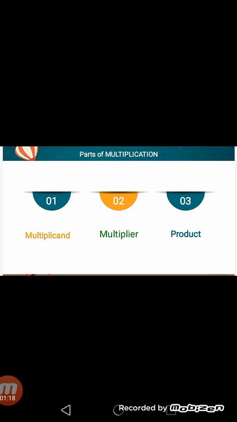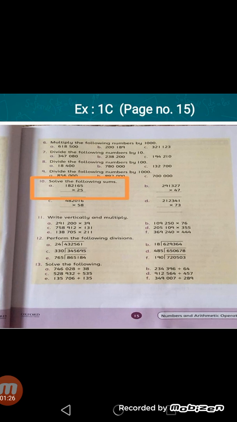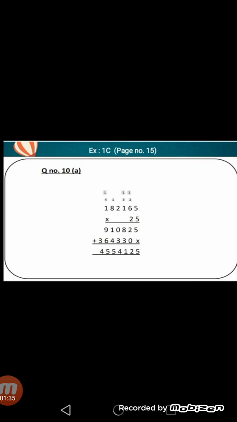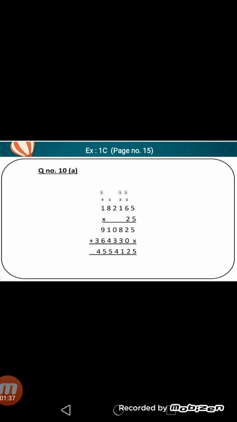Today we will continue our multiplication topic and we will solve some questions from exercise 1C. First of all, we have to solve question number 10 of exercise 1C part A. In this question, we have to multiply 182,165 with 25.